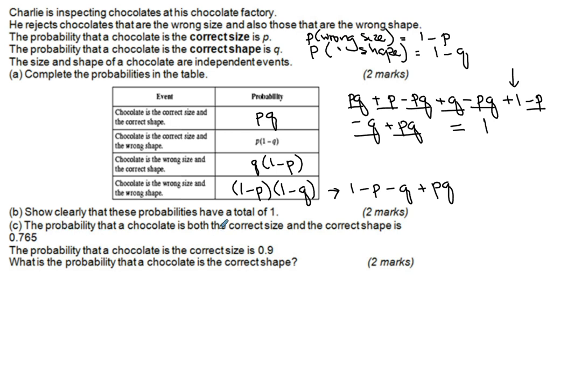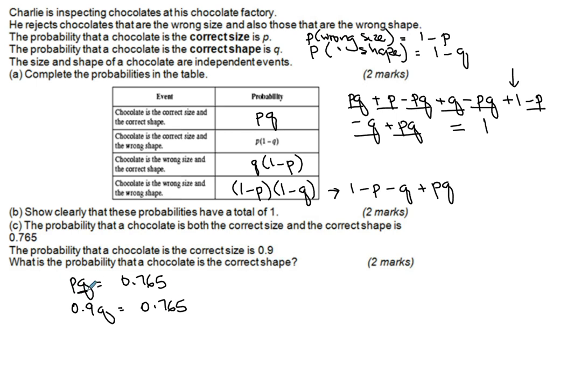The probability that a chocolate is both the correct size and the correct shape is 0.765. It's the correct size and correct shape. So we know PQ equals 0.765. The probability that the chocolate is the correct size, so the correct size is P, is 0.9. So then we've got 0.9 Q equals 0.765. And what's the probability that the chocolate is the correct shape?